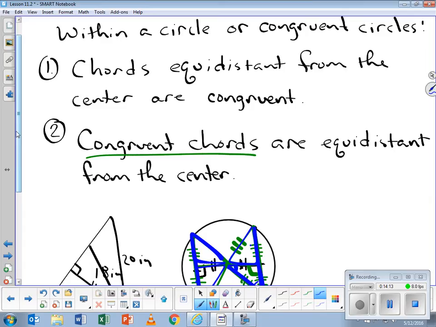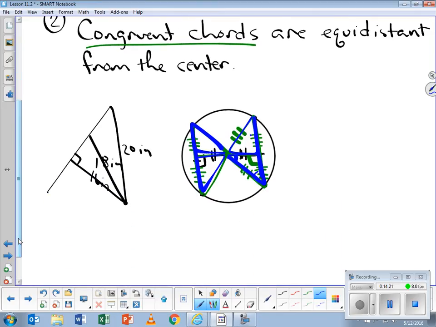So again, we have 2 scenarios here. If the chords are equidistant from the center, then the chords are congruent. If chords are congruent, then they're equidistant from the center. So if these distances here are equal, then that means these chords are equal. If we know these chords are equal, then that means these distances here have to be equal. Okay? Any questions on that? All right, let's move on.